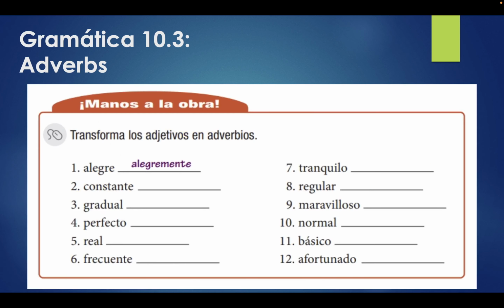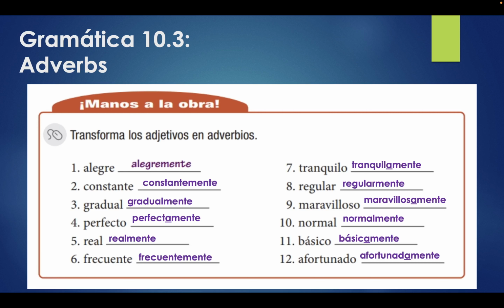So I just want to give you a chance to transform these adjectives into adverbs. Remember, if it is masculine, you're going to make it feminine and then add mente. If it doesn't have a gender, or if it's already feminine, then you just add mente. For example, we have constante, constant. To say constantly, it ends in an E, we can't make it feminine, we just add mente.